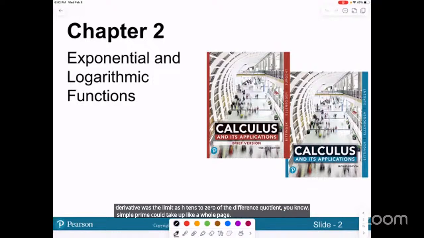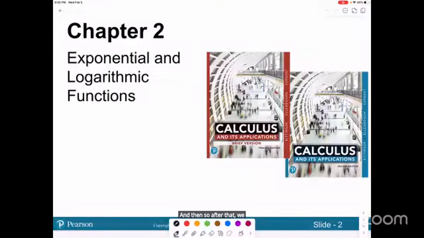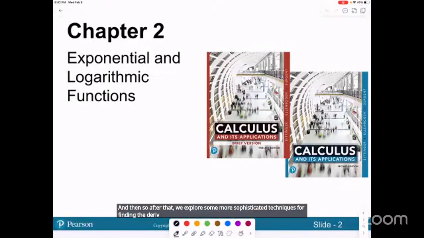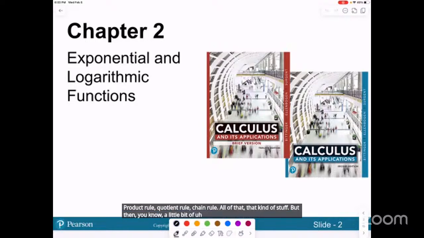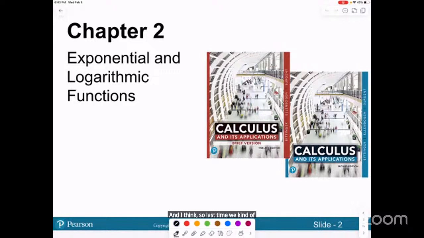And then after that, we explored some more sophisticated techniques for finding the derivative. And so that's where we did the power rule, the sum and difference rule, product rule, quotient rule, chain rule, right? All of that kind of stuff. And then a little bit of applications of those. So then I think with chapter 2, we started looking at applying the derivative to exponentials and logs, right? And I think last time we revisited the exponential.